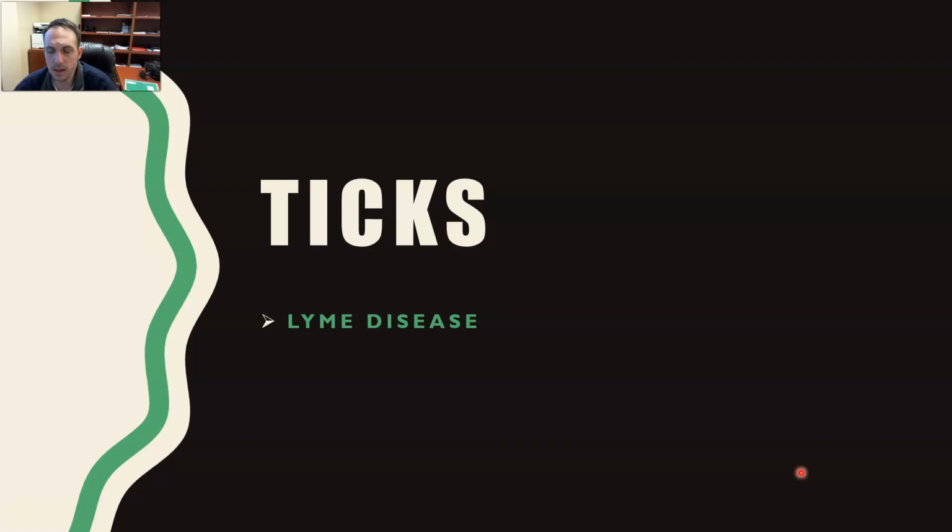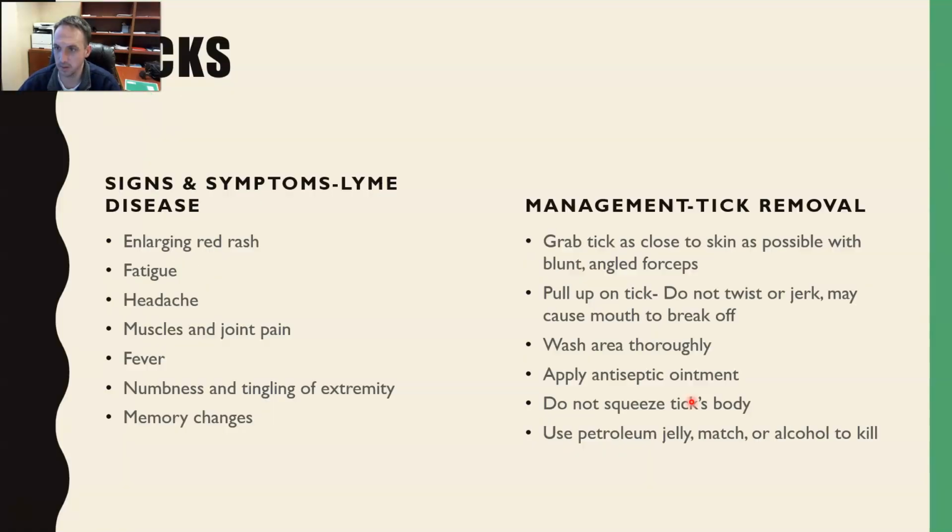Another specific one to talk about is ticks, because of the prevalence and the ability to transfer Lyme disease. When we look at ticks, obviously the sign and symptom is just the presence of a tick. But otherwise we're looking at Lyme disease with that enlarged red rash, headaches, muscle and joint pain, and fever associated with that. That's all sorts of things to go looking for ticks there.